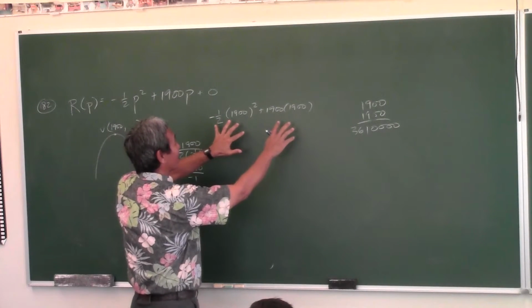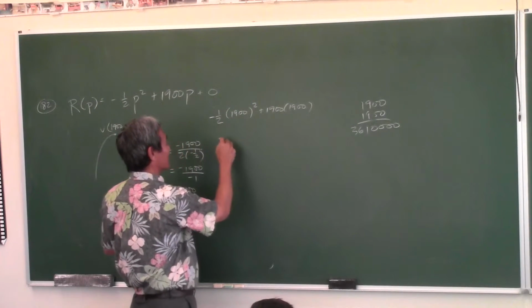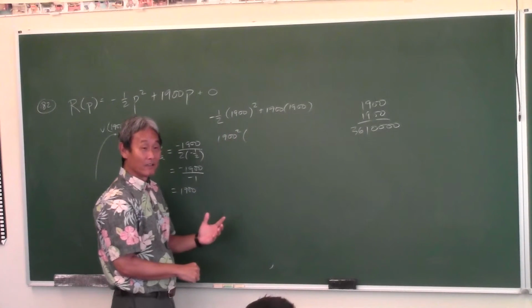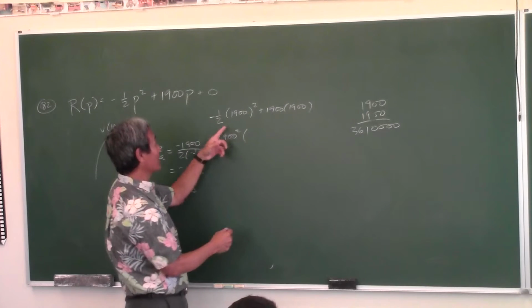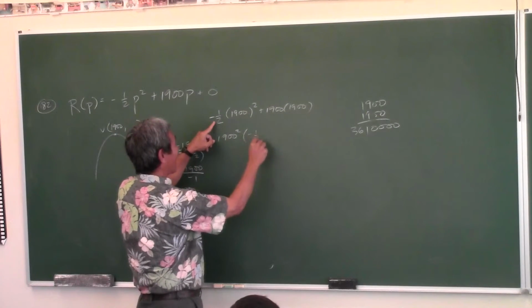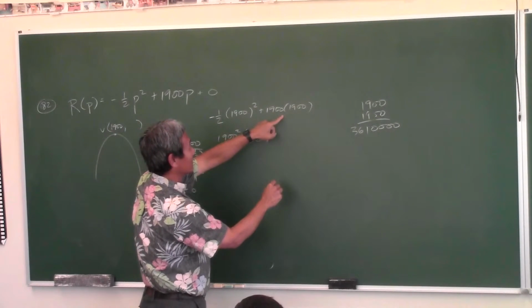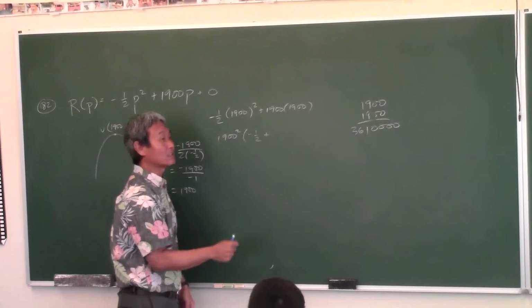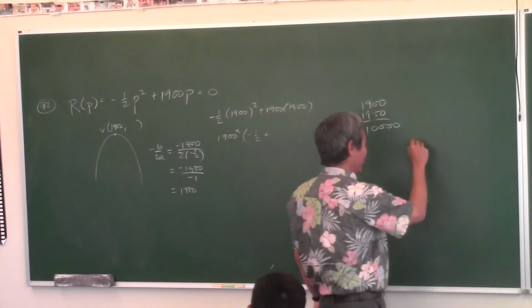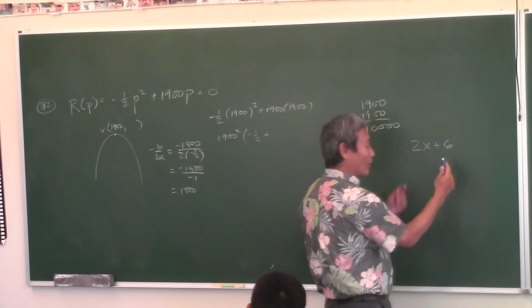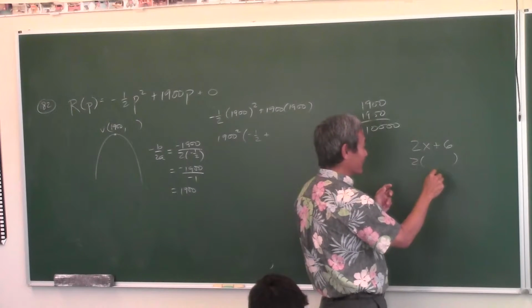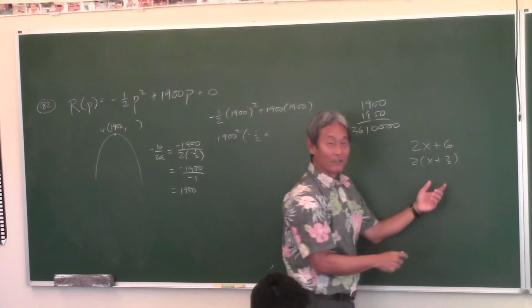Look at this thing. What can I factor out from both of these terms? 19 squared. Right? What's going to be left? Negative half plus. You guys know how to factor, right? Okay, let's go back to Algebra 1A. If you have 2x plus 6, what can I factor out? 2. What's going to be left? X. How come now you can do it?